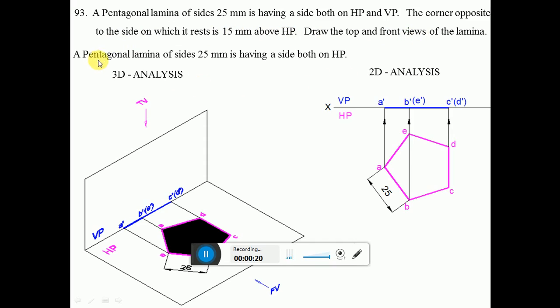So this again you can split such that it is resting on one of its sides on HP, and the corner opposite to the side is 15 mm above HP, and the side which rests on HP is resting on VP. So these are the three conditions in which you can make this. A pentagonal lamina of size 25 mm is having a side on HP first.